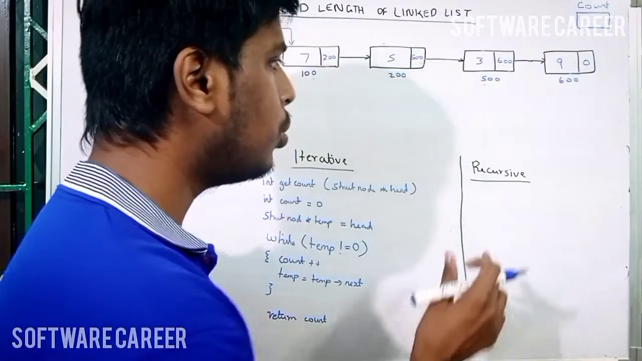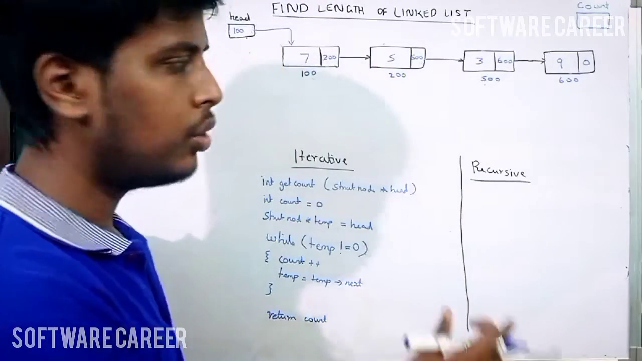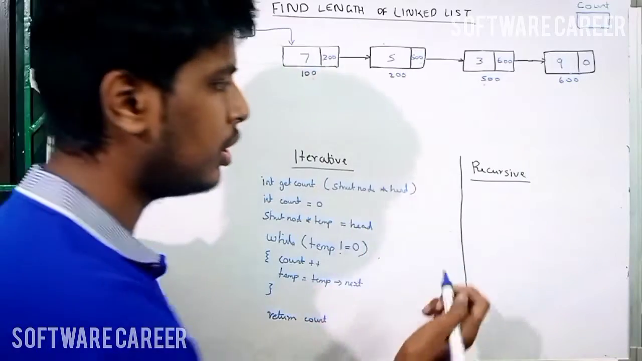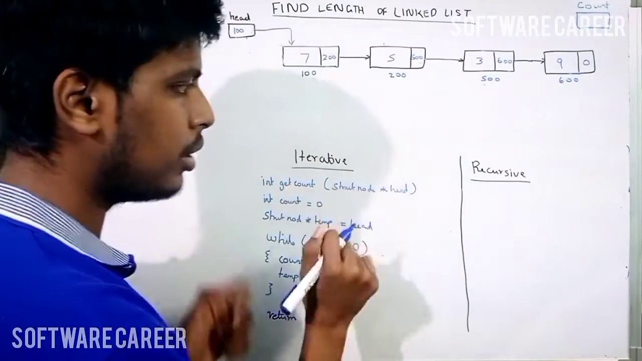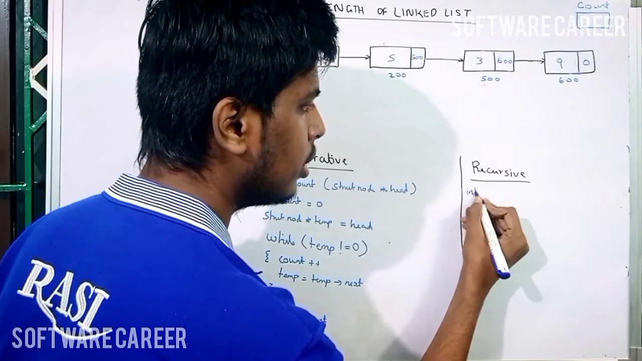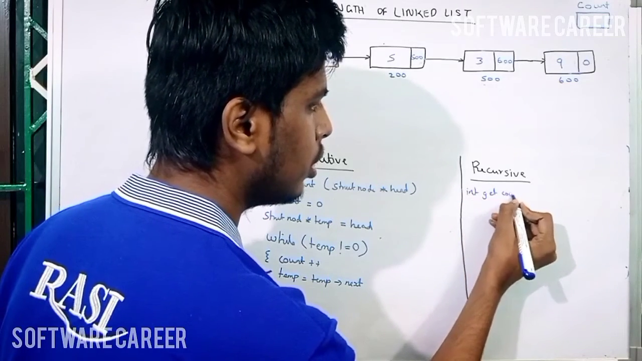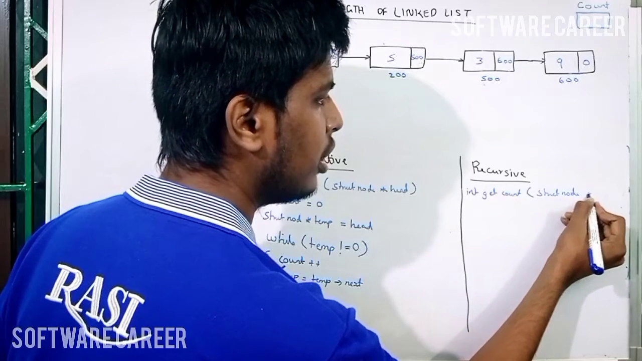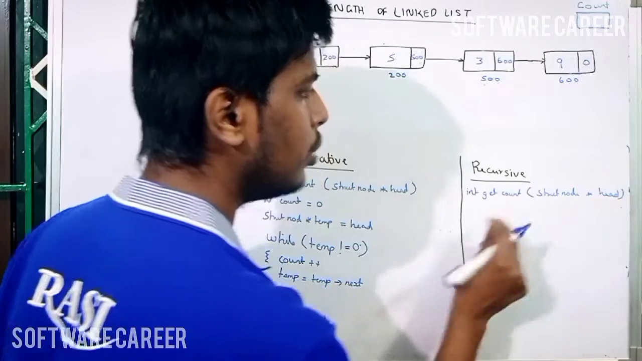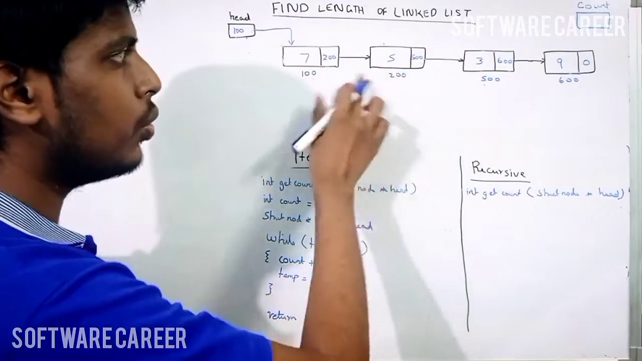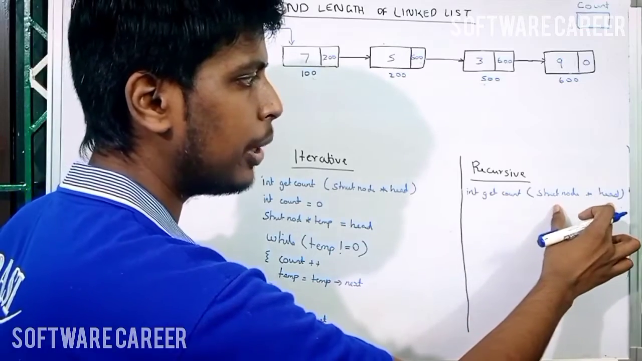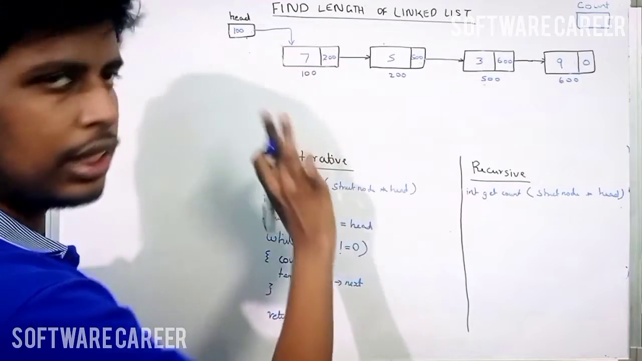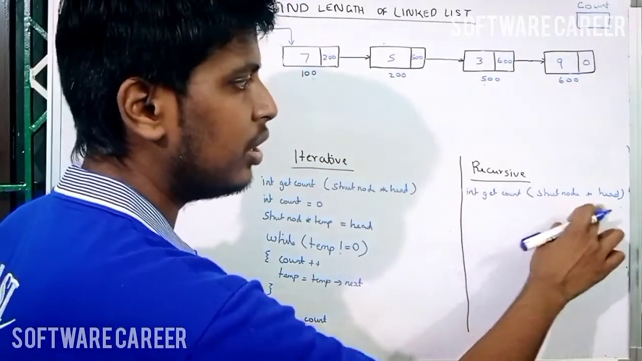Now I will teach you how to write the code for a recursive function to count the number of nodes present in the linked list. First I will write the code, then I will explain it. Now I am writing the same function, the get count function. So see here, int get count, struct node pointer head. This is the count function which is used to count the number of nodes. Inside the parameter is the head pointer, which is pointing towards a node that has a structure. That's why I am writing struct node pointer head.